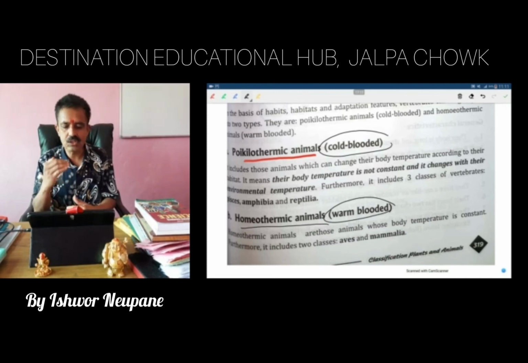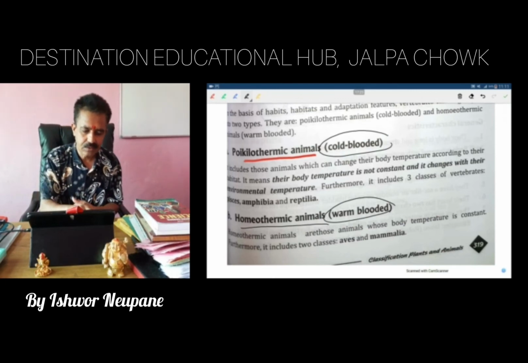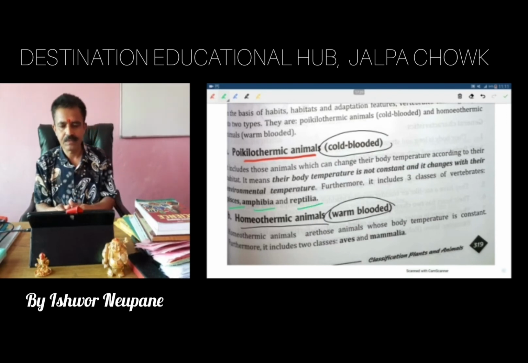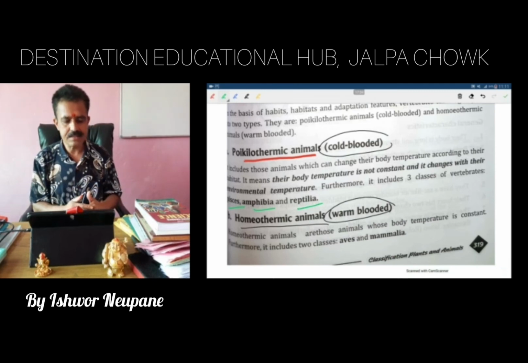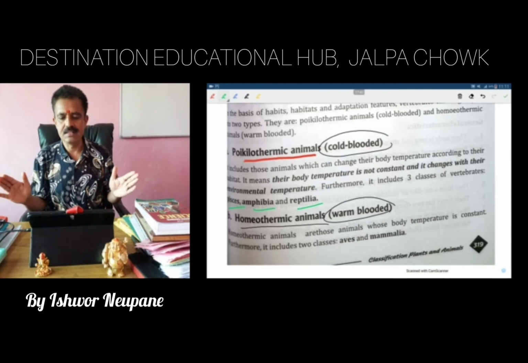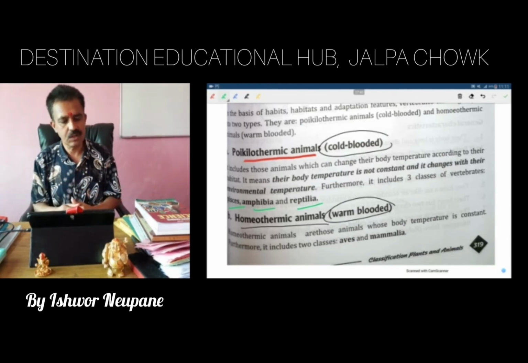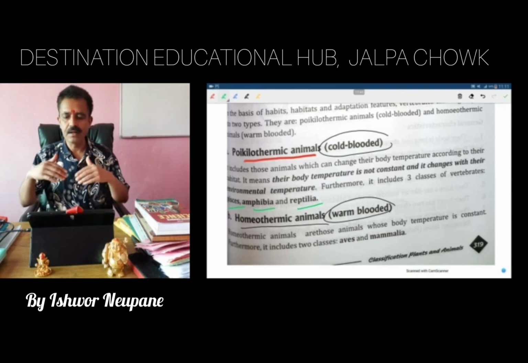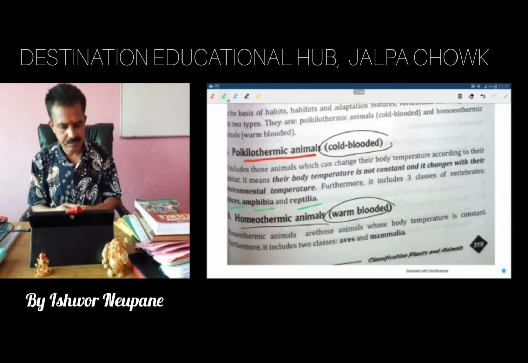It contains three groups, three classes. What are they? The classes are Pisces, Amphibia and Reptilia. The body temperature of Pisces, Amphibia and Reptilia changes according to the surrounding temperature. Is that clear? Or according to the environment temperature.